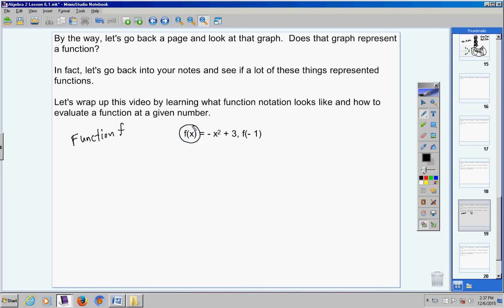How do you pronounce this? That is not f times x. It is pronounced f of x. Please learn to say that correctly. F of x equals, got it? This function here says that f is a function of x. Write that down, please.